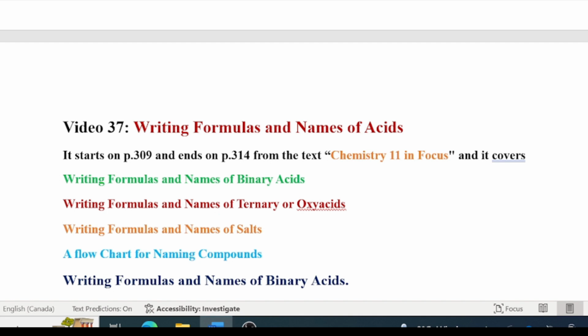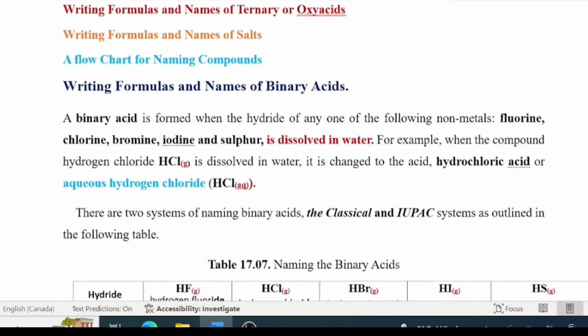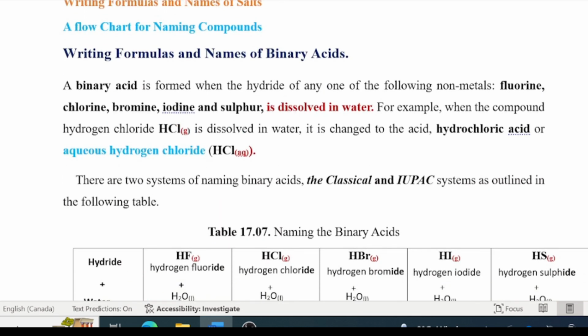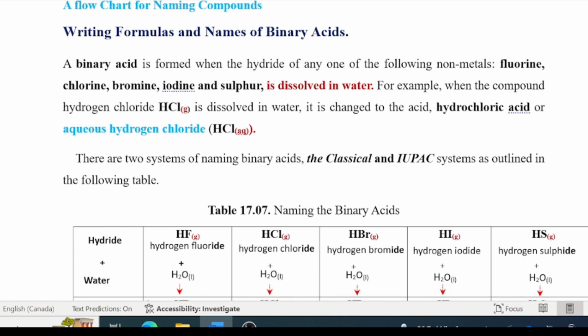We first of all proceed by writing the formulas and names of binary acids. So what's a binary acid? A binary acid is formed when the hydride of one of the following nonmetals, these being fluorine, chlorine, bromine, iodine, and sulfur, is dissolved in water. For example, when the compound hydrogen chloride is dissolved in water, it is changed to the acid hydrochloric acid or aqueous hydrogen chloride. There are two ways of naming acids. One is called the classical way and the other one is the IUPAC system.